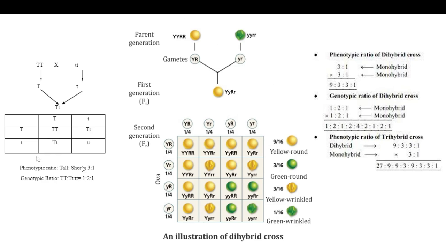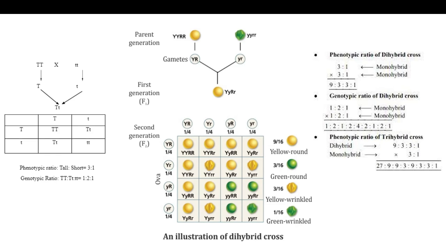This capital TT represents two alleles on two parallel chromosomes, and this small tt is the recessive alleles. Now if you segregate them, T and small t will come from each parental allele. According to the law of segregation, each allele will come, and then in the F1 generation they will form a heterozygous parent.